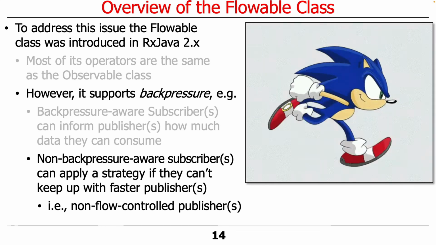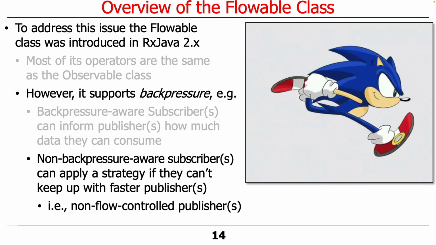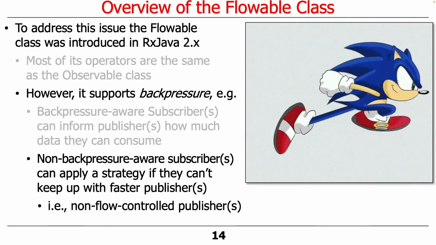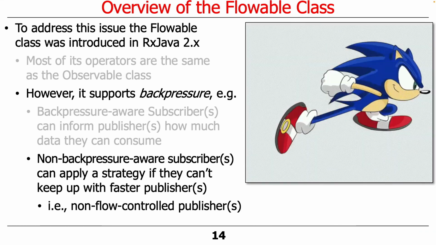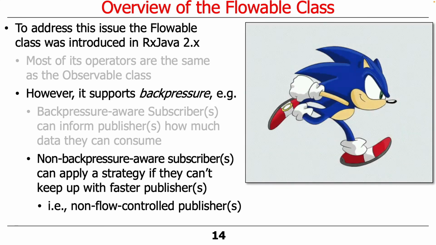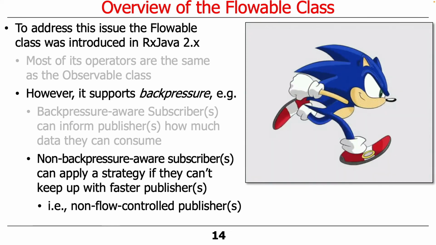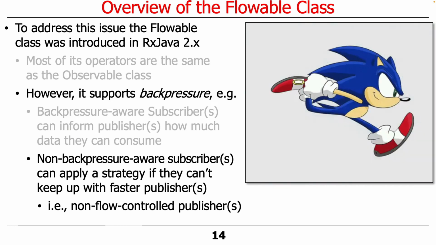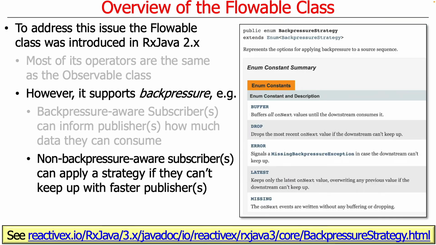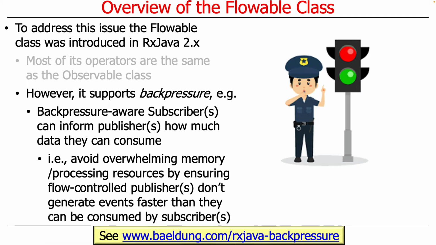So in other words, the non-back pressure aware model assumes that the publishers are not flow controlled. So there are 2 different types of publishers. There are flow controlled or back pressure aware publishers, and then there are non-back pressure aware or non-flow controlled publishers, and they can blast the data out as quickly as they want to, whereas the back pressure aware publishers can basically be used to regulate the data that goes out.